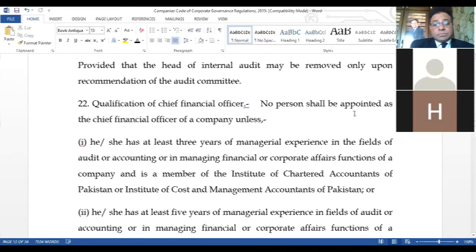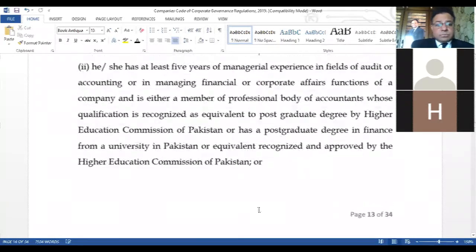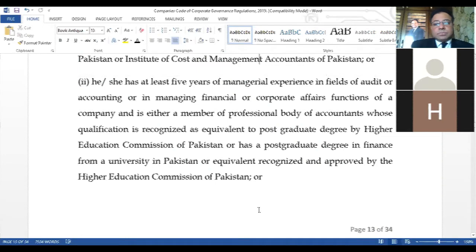Second, he or she has at least 5 years of managerial experience in fields of audit or accounting or in managing financial or corporate affairs functions of a company, and is either a member of a professional body of accountants whose qualification is recognized as equivalent to a postgraduate degree by the Higher Education Commission of Pakistan, or has a postgraduate degree in finance from a university in Pakistan or equivalent recognized and approved by the Higher Education Commission of Pakistan.